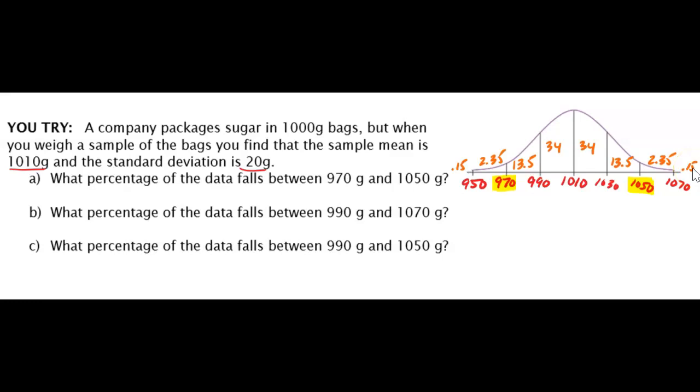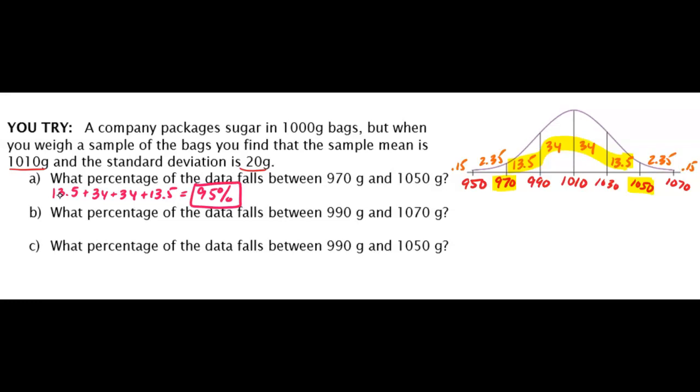Okay, so what percentage of data falls between 970 and 1050? It would be all the percentages that I'm highlighting in yellow that are in between my two numbers on the horizontal axis. So in order to calculate my answer for part A, I would do 13.5 plus 34 plus 34 plus 13.5. So now you could take that and put that in your calculator, and it would give you 95%.